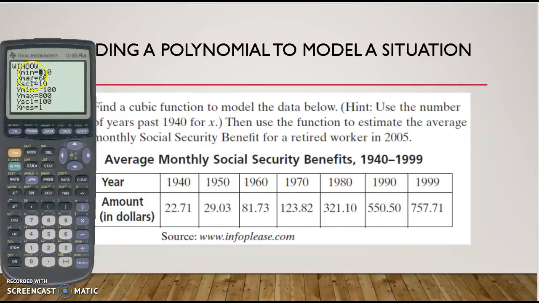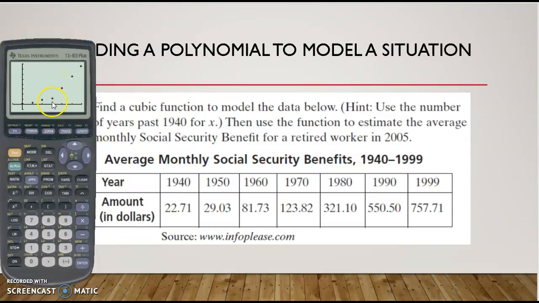So I made my x values go from negative 10 to 60 because my x values go up to, I think, 59. My scale is 10. My y minimum, I put negative 100, but it has to go up to at least 757. So I made it go from negative 100 to positive 800, and I'm making the scale 100. And now when I graph that, you can see the points that are on here. You can see the increase here of the Social Security benefits.